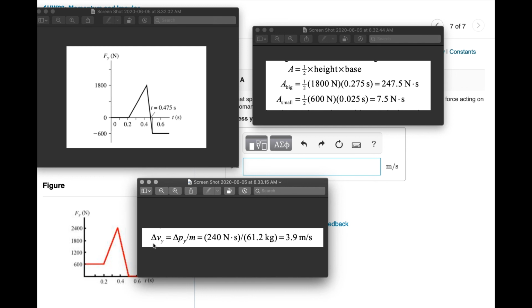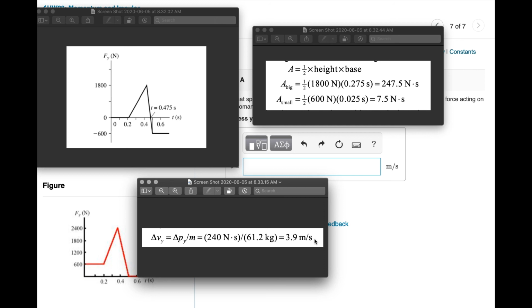So then, to calculate the change in her velocity from 0 to whatever it is, I simply take that impulse, 240 Newton seconds, and divide by her mass. And I get 3.9 meters per second. This was a significantly challenging problem. So you shouldn't beat yourself up too much if you found it difficult or impossible to do.